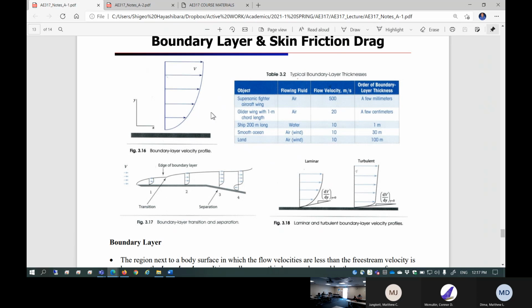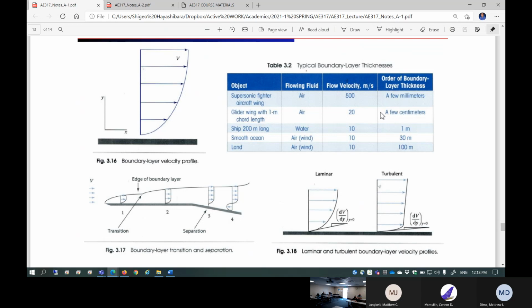Anyways, velocity is 0 on the surface. This is a no-slip condition, of course, coming from fluid mechanics. Velocity gradually increases and increases until it hits the edge velocity. This is the edge of the boundary layer. So boundary layer thickness can be defined as the location where the velocity becomes the edge velocity. That's the edge of the boundary layer, and the boundary layer thickness is given here.